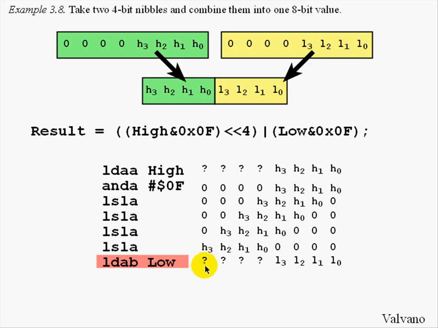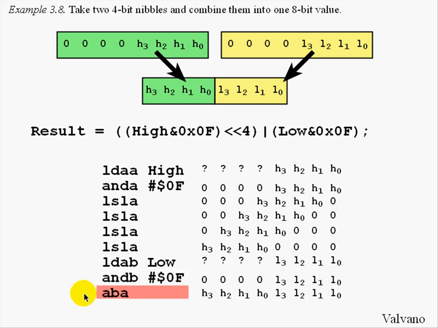Again, I don't know the top 4 bits of this second nibble. And notice I'm going to bring the second nibble into a separate register, so that the second nibble is in register B, and the first nibble here was in register A. I'll use the AND instruction to force these top 4 bits to be 0, so I'm going to AND register B, pound for immediate, $ for hex, and this will cause the top 4 bits of register B to become 0.